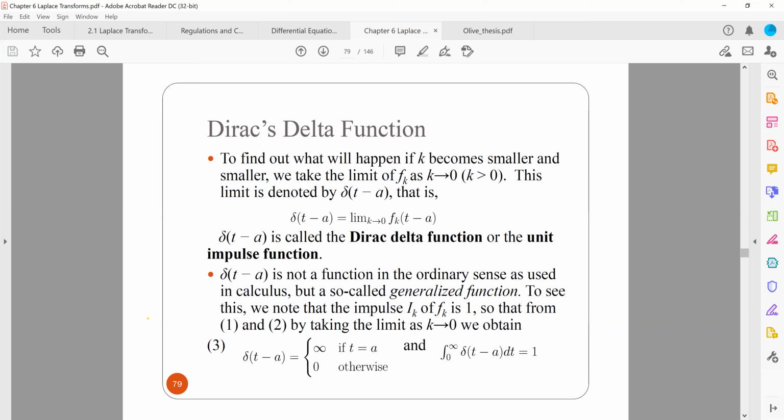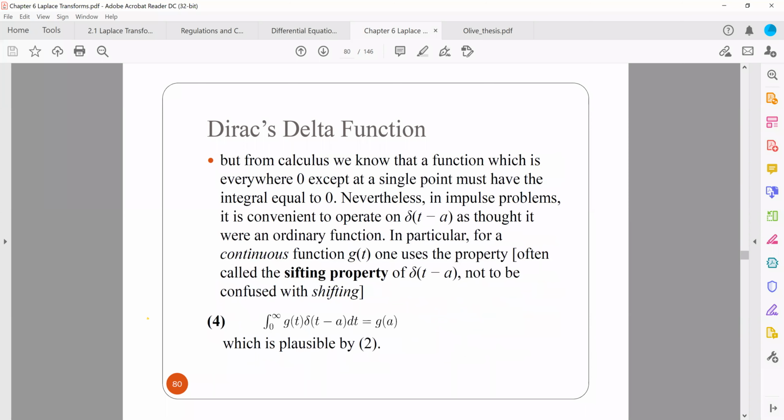So it doesn't make sense in the ordinary sense, because if you integrate from 0 to 0, you will get 0. That's why it's referred to as a generalized function. And whenever you integrate it, the area is always equal to 1. So that's what equation 3 is all about.